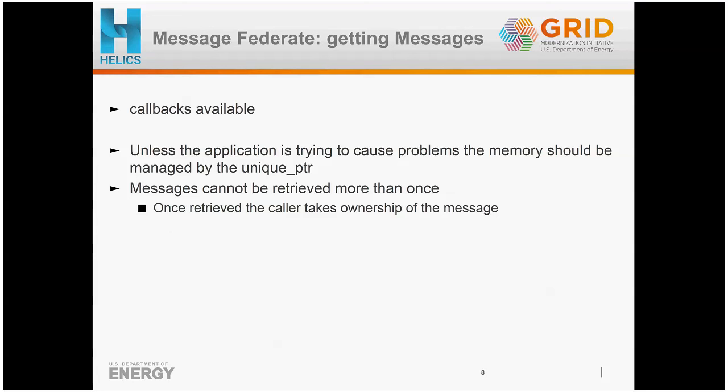The callbacks, you can also specify a callback that gets triggered whenever a message is received by a particular endpoint, and this will notify something and you can retrieve it or do whatever you want with it at that point. Of course, you can try to cause problems, but the intent is to use unique pointers to manage the blocks of memory for messages. Messages can only be retrieved once, so they exist as singular objects all throughout HELICS, and once retrieved, the caller basically takes ownership of it. And that's why we use unique pointers to specify that ownership.